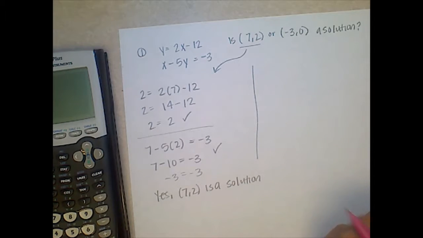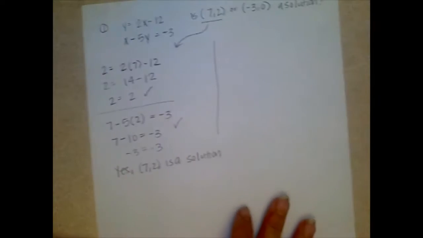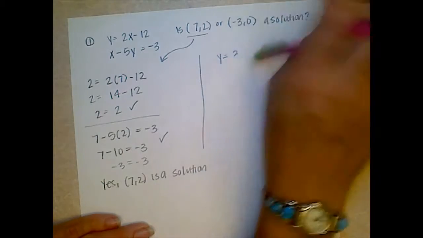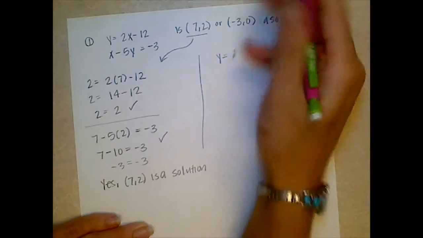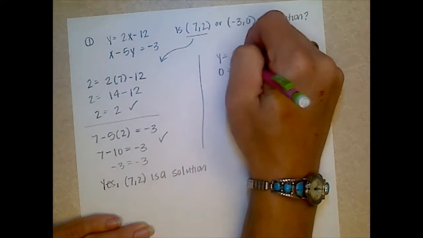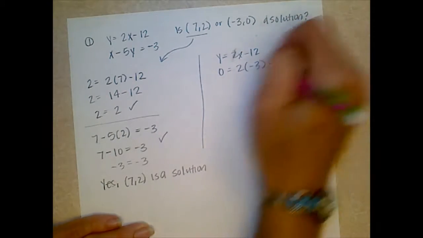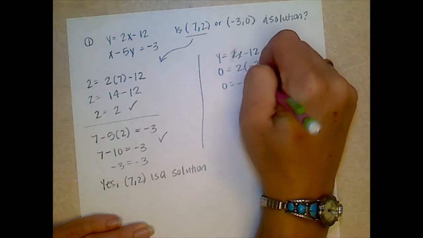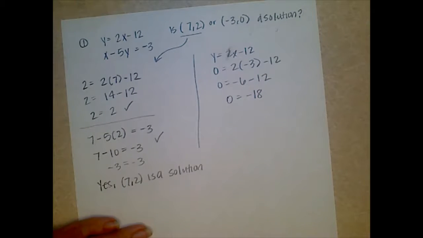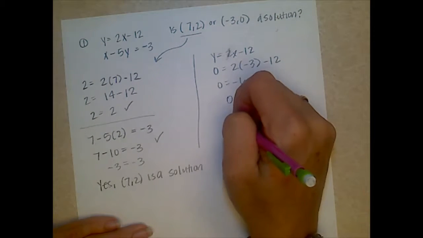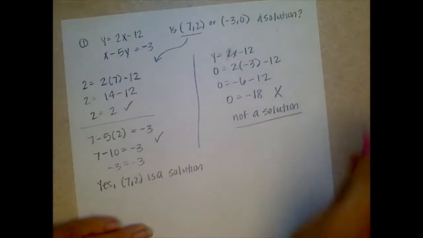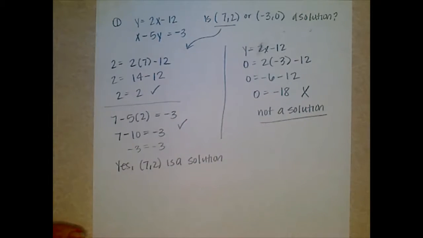We have to start over and do the exact same thing for the other point. So let's move over. y equals 2x minus 12. The y is 0. The x is negative 3. And I know you guys know that 0 does not equal negative 18, so this is automatically not a solution. Okay, so that's question number 1.